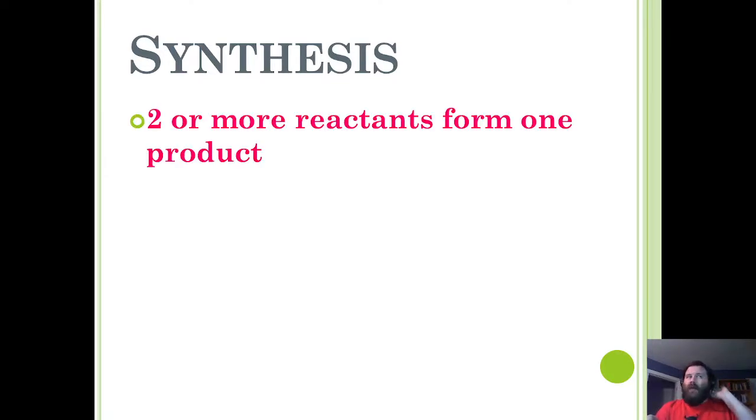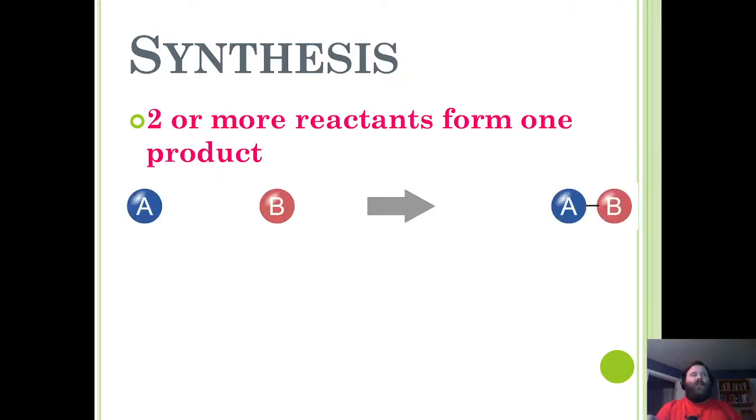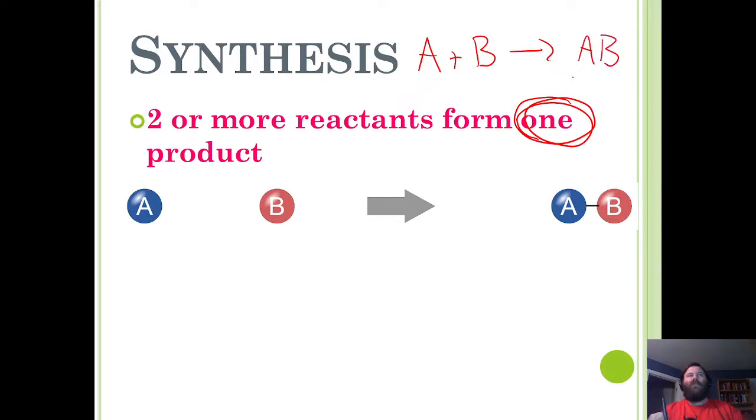Synthesis is when 2 or more reactants form one product. Okay, so synthesis is easy to identify because of this thing right here, one product. All right, so if you see a chemical reaction that has only one product, you can go ahead and label it as synthesis. All right, and synthesis reactions have the form A plus B makes AB. All right, where these are sort of placeholder elements, although I guess B is boron, that combine to form just one product. There should only be one thing on the right side of the equation.